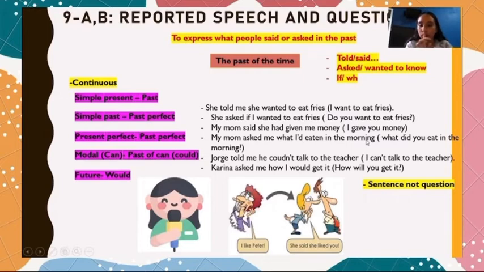And in reported questions, we use a sentence, not a question. Like, my mom asked me what I had eaten in the morning. We cannot say my mom asked me what had I eaten. No, it's like a sentence within a question.